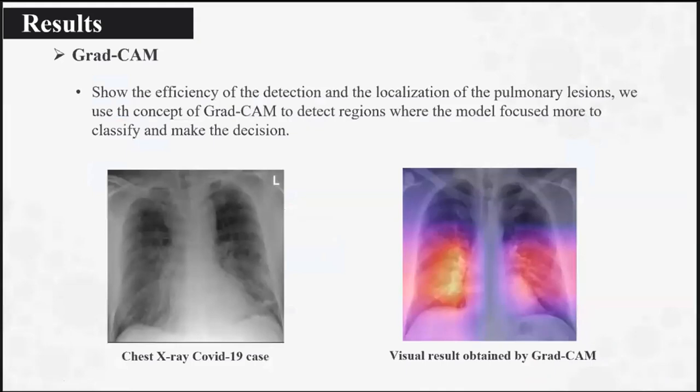Here, in order to show the efficiency of the detection and localization of the preliminary lesions, we use the Grad-CAM concept to detect the region where the model focused most to make its decision. As you can see in this figure, we have the same image from the test set, and on the right we have the visual result obtained by Grad-CAM. The yellow regions represent the areas where the convolutional neural network paid attention during classification.